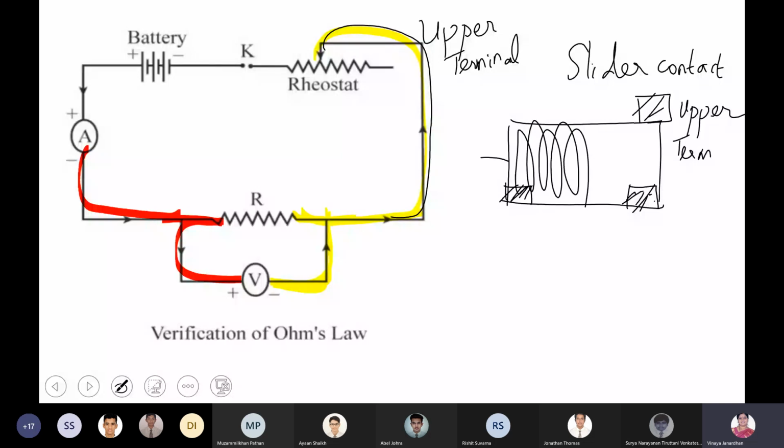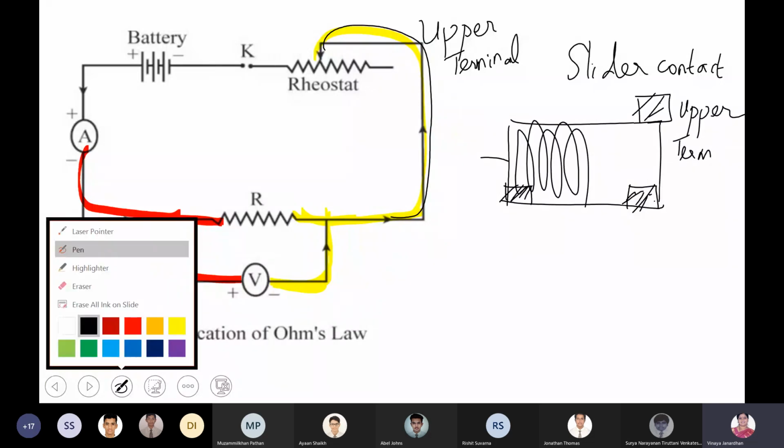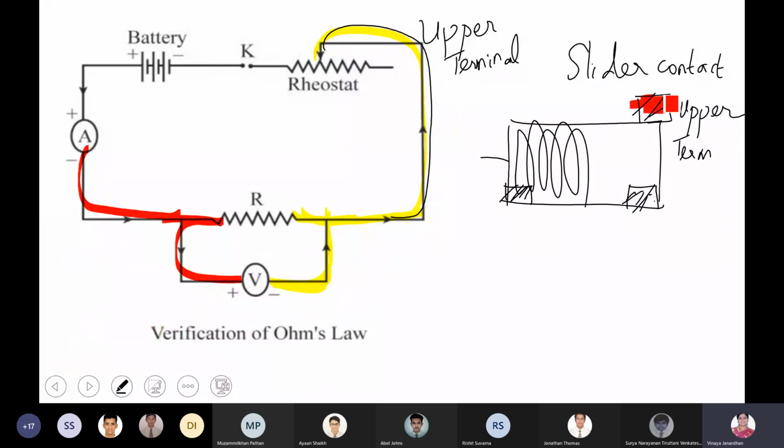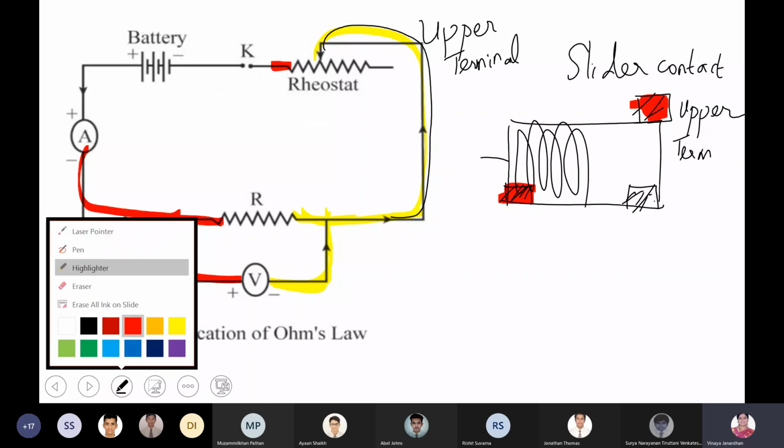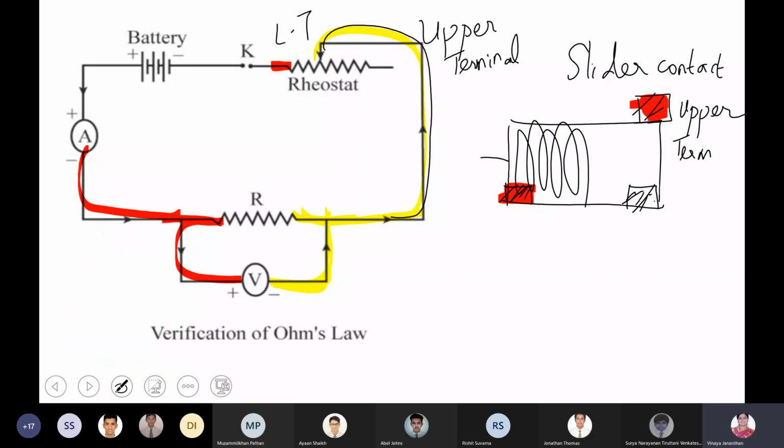So this is your upper terminal. The diagonally opposite lower terminal is the one which you have to use. This is the diagonally opposite lower terminal, because there are two lower terminals. You have to be very careful, right? This end of the rheostat is your lower terminal, I'll just put this as LT. From the lower terminal, you have to connect it to a key, right?